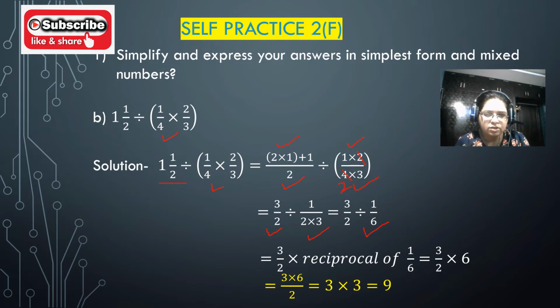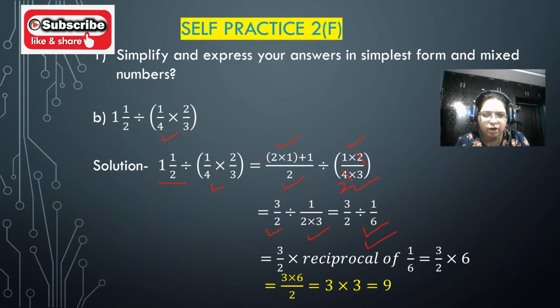Now we change this division symbol into multiplication symbol, just multiply with reciprocal of that fraction. Now 3/2, change this division symbol into multiplication symbol. So 3/2 multiplied with reciprocal of this fraction 1/6.